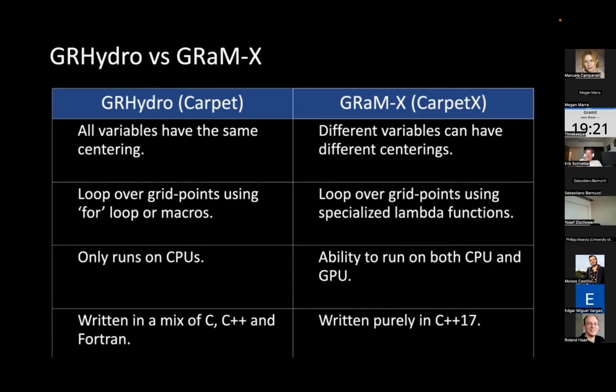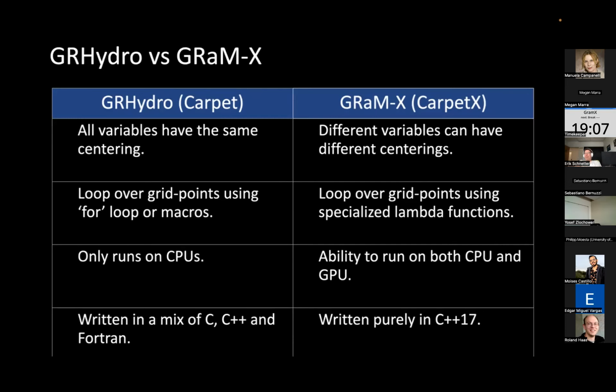And then GRaMX can run both on CPUs and GPUs, while GRHydro mainly can only run on CPUs. Additionally, GRaMX we've written completely in C++17, mainly for some of the features that we needed, whereas GRHydro is a complete mix of C, C++, and Fortran. Of course, that could be cleaned up to provide a similar level of clean implementation.